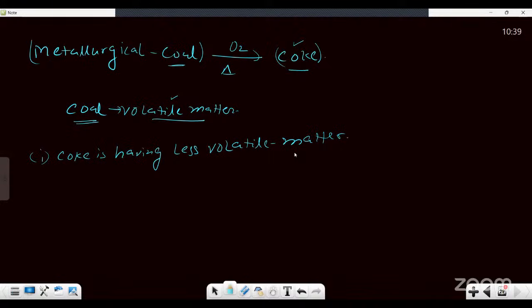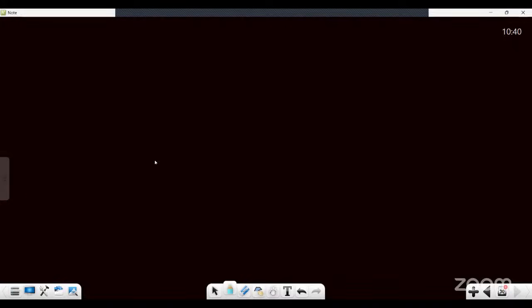And coke is also more mechanically strong compared to the coal. What will happen if it is more mechanically strong? It means that it can support the overlying burden more easily, right? So this is it.